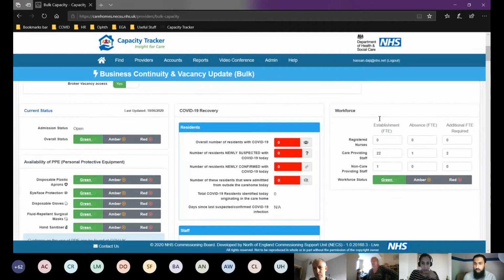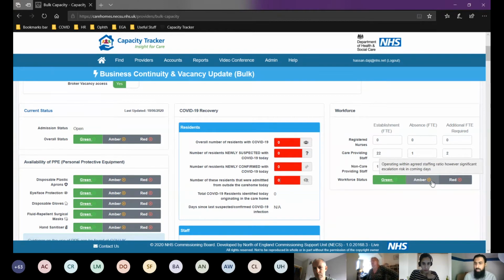In terms of the workforce, we have specific questions around nurses, care providing staff, and non-care providing staff. How many FTEs there are, which is a full-time equivalent that is being asked at the moment. Who's absent, and then what the requirement is at the moment for nurses, care providing staff, and non-care providing staff. Again, if you hover over the RAG status, it'll tell you what the RAG status means.